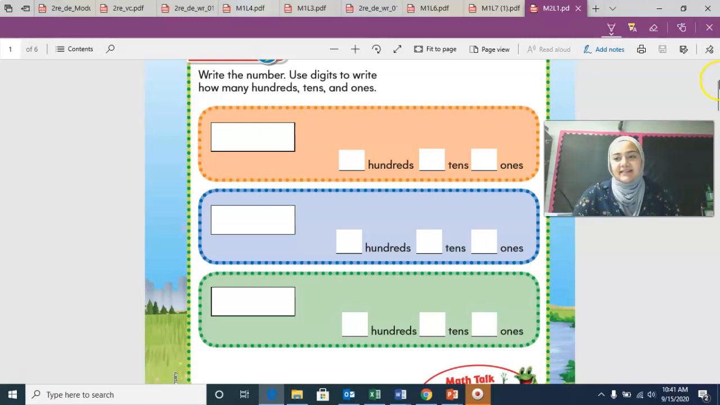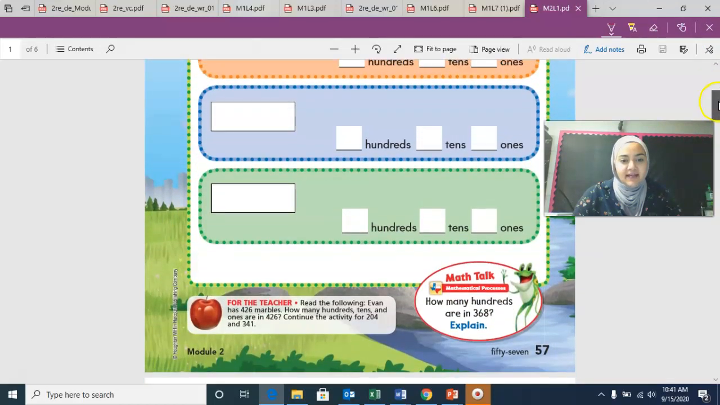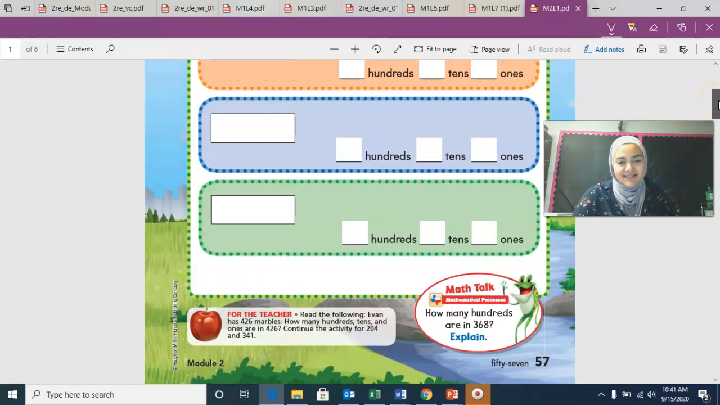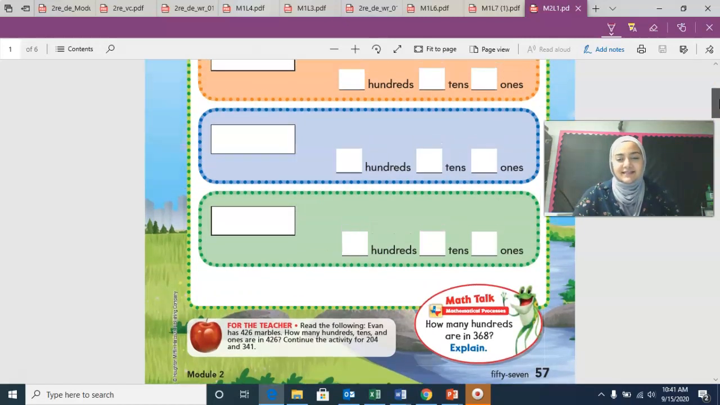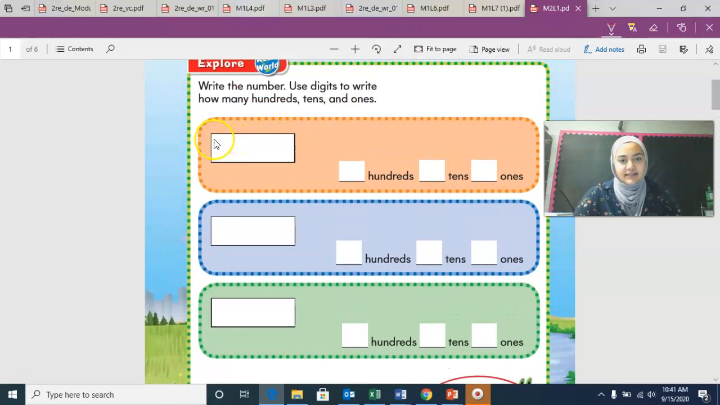The question says, Evan had 426 marbles. How many hundreds, tens, and ones are in 426? So we're going to write the number here first. He says he has how many? 426. Remember, always draw ones, tens, hundreds at the top. That's your place value chart. All right, so what's in the ones place? The 6, so you're plugging it in, 6. What's in the tens place? 2, there are 2 tens. And what's in the hundreds place? 4, there are 4 hundreds. So your number looks like that, 426.